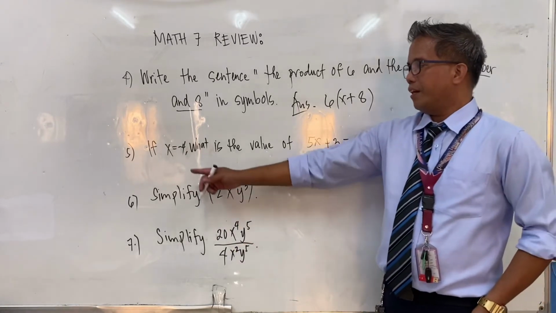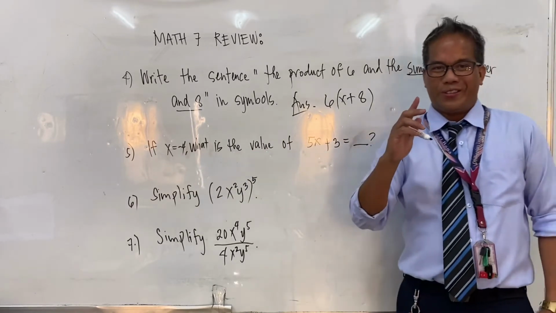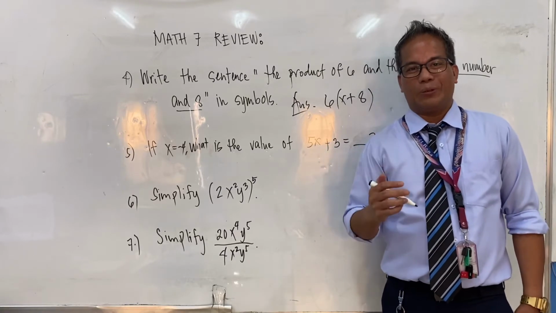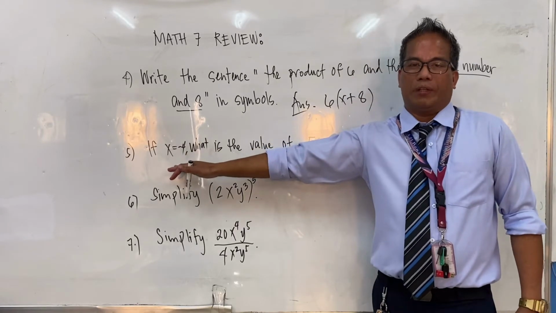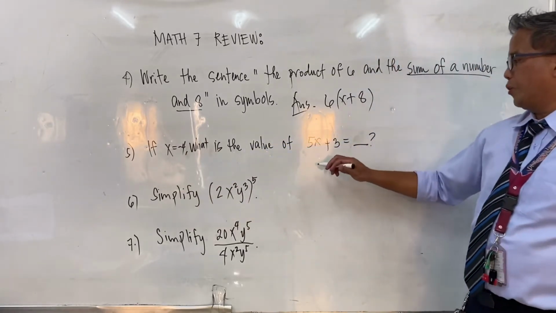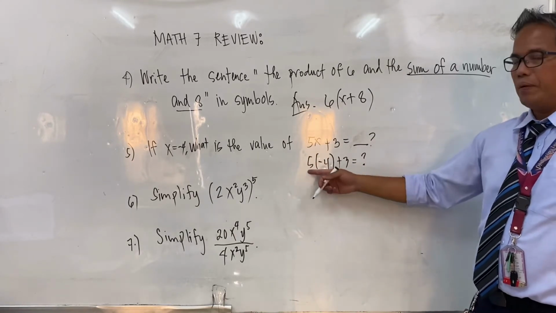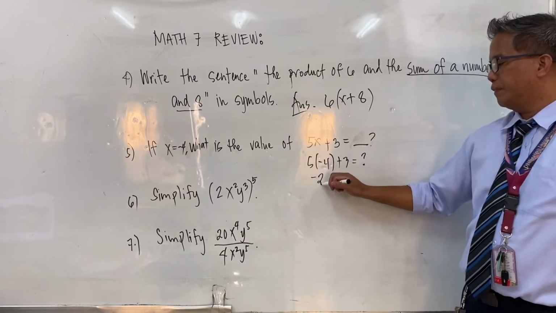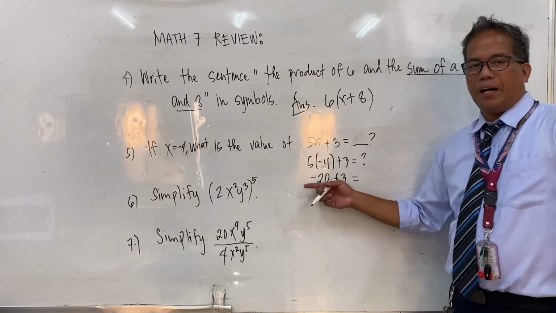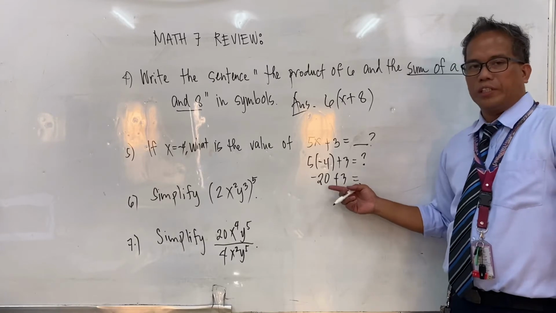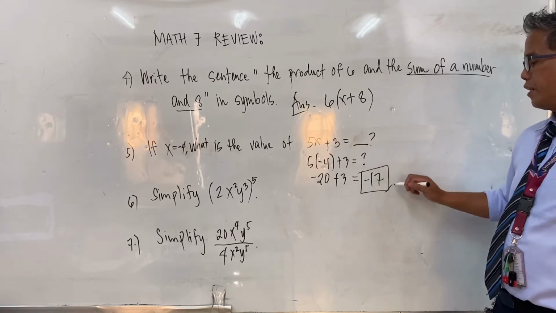Next, if x equals negative 4, what is the value of 5x plus 3? All you have to do is substitution. So this is evaluating algebraic expression, because there's a given value for x which is equal to negative 4. So the solution will be 5 times negative 4 plus 3. 5 times negative 4 is negative 20 plus 3. Then negative 20 plus 3, the operation is addition, we just subtract. 20 minus 3 equals 17. Then copy the sign of the bigger number. So the answer is negative 17.